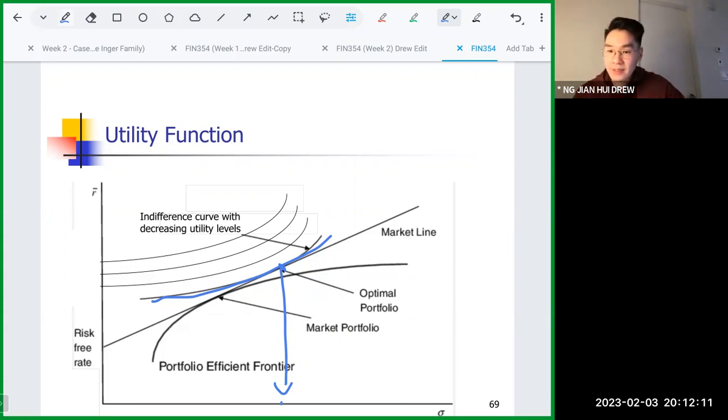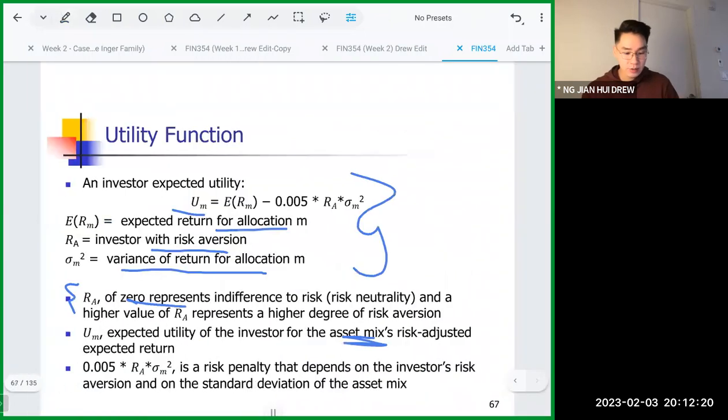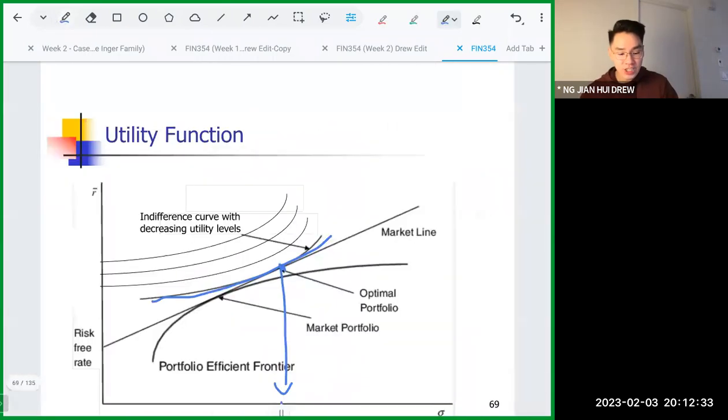Does the indifference curve show how much leverage? No. Remember, the indifference curve or the utility curve, remember the function, there is no leverage component in it. So it doesn't show leverage. But when the utility curve touches the market line, the market line is the one that shows the leverage. So the utility function has no leverage component per se.